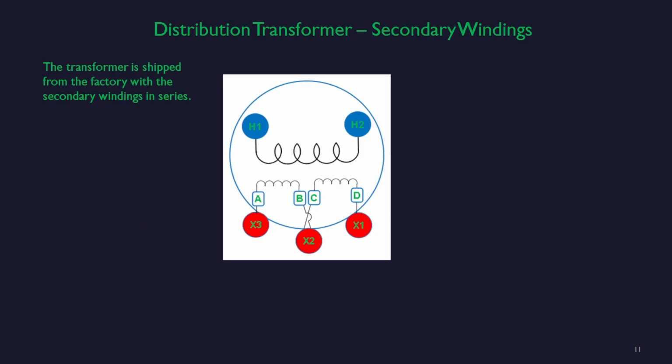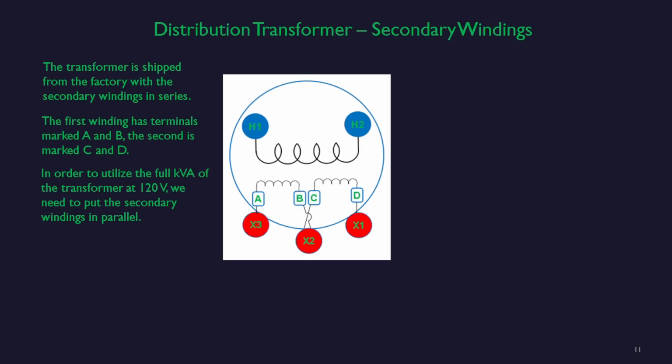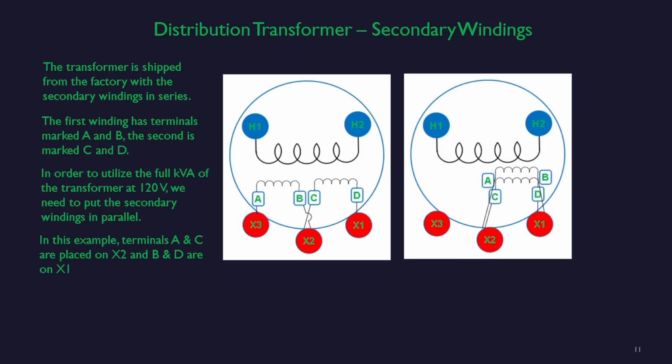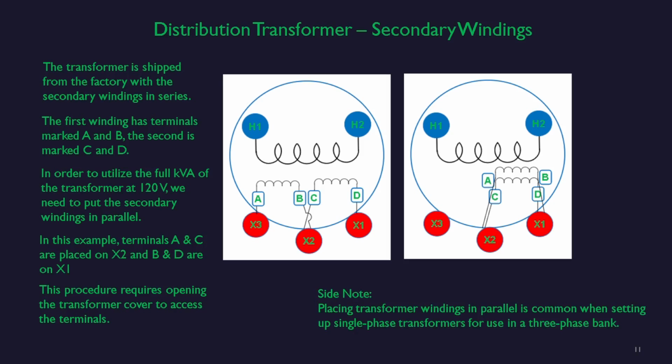The secondary windings on the distribution transformer are shipped from the factory in series. The first winding has the terminals marked A and B, and the second is marked C and D. In order to utilize the full kVA of the transformer at 120 volts, we need to put the secondary windings in parallel. In this example, terminals A and C are placed on X2, and B and D are placed on X1. This procedure requires opening the transformer cover to access the terminals. As a side note, placing transformer windings in parallel is common when setting up a single-phase transformer for use in a three-phase bank.